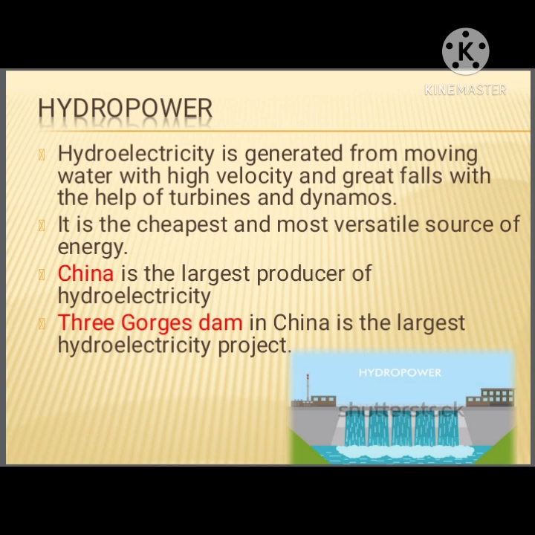In Tamil Nadu, we know very well about the Mettur Dam, isn't it? In Mettur Dam, they are producing hydroelectricity. That is the best example. This is also a renewable resource and does not produce any pollution.